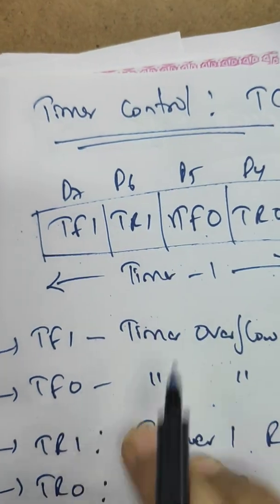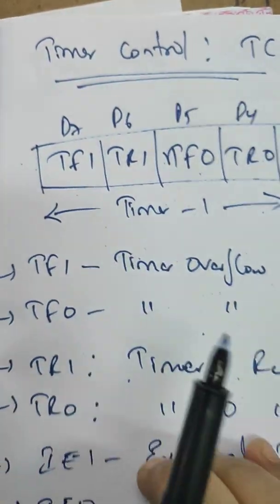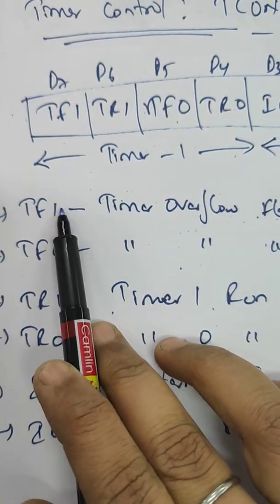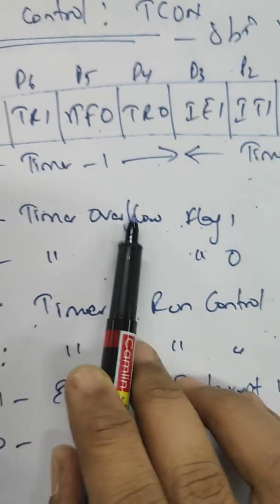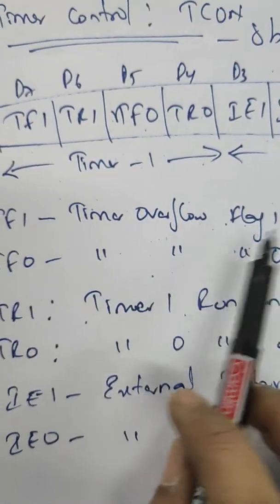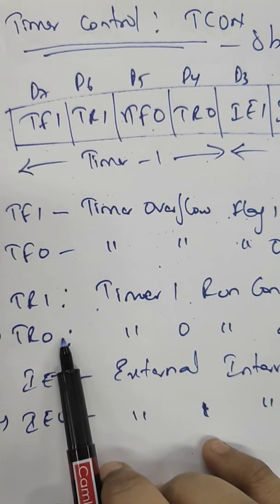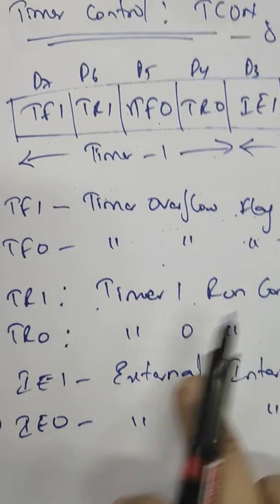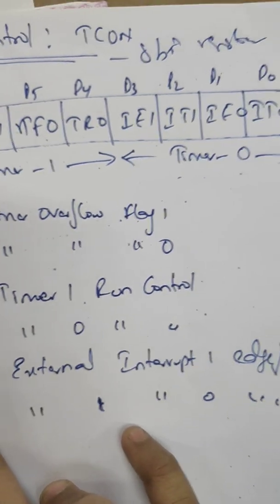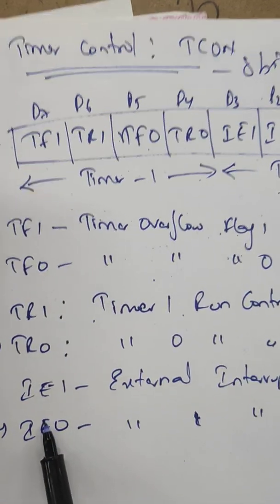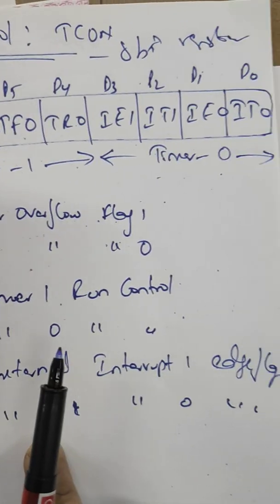So here in this timer control register we will be dealing with the timers: TF1 and TF0, which are the timer overflow flag 1 and timer overflow flag 0. TR1 means timer 1 run control, TR0 means timer 0 run control. IE1 means external interrupt 1 edge flag, and IE0 means external interrupt 0 edge flag.